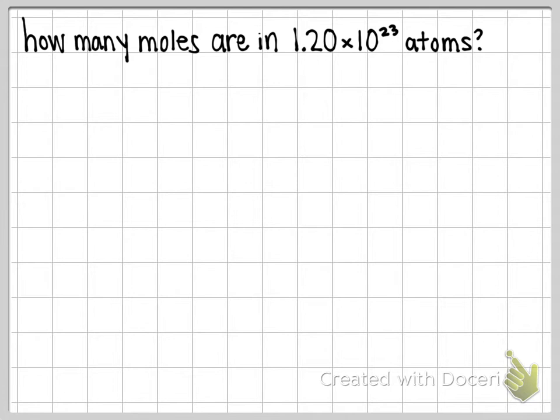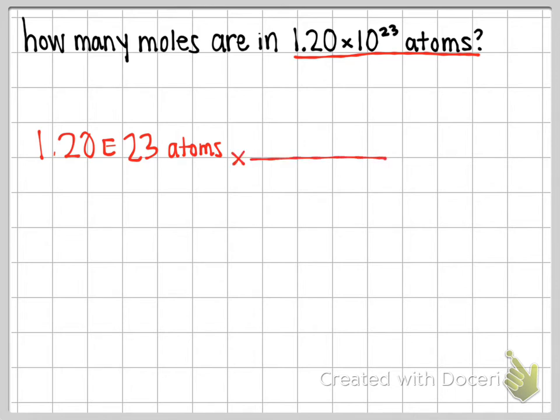Another example is how many moles are in 1.20 times 10 to the 23rd atoms. And so that is what you are given. And so you always start by writing what you're given. We're going to use the E because it's a lot easier. So 1.20 E23 atoms. So always write what you're given and then set up your conversion factor. And so in this case, we are given atoms, and so because that is on top, we need to put atoms on the bottom.